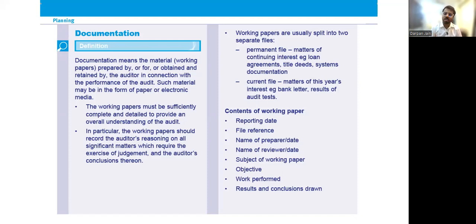So, the name of the reviewer and the date. Subject of the working paper: you will write the heading of the working paper. The heading of our working paper is going to be calculation of depreciation. Write the objective. What is the objective, the purpose of doing this? Work performed: do the work, calculate the depreciation, and then draw a conclusion. Then you will come up to the result or the conclusion. These are some of the contents that you will include in the working paper, right?